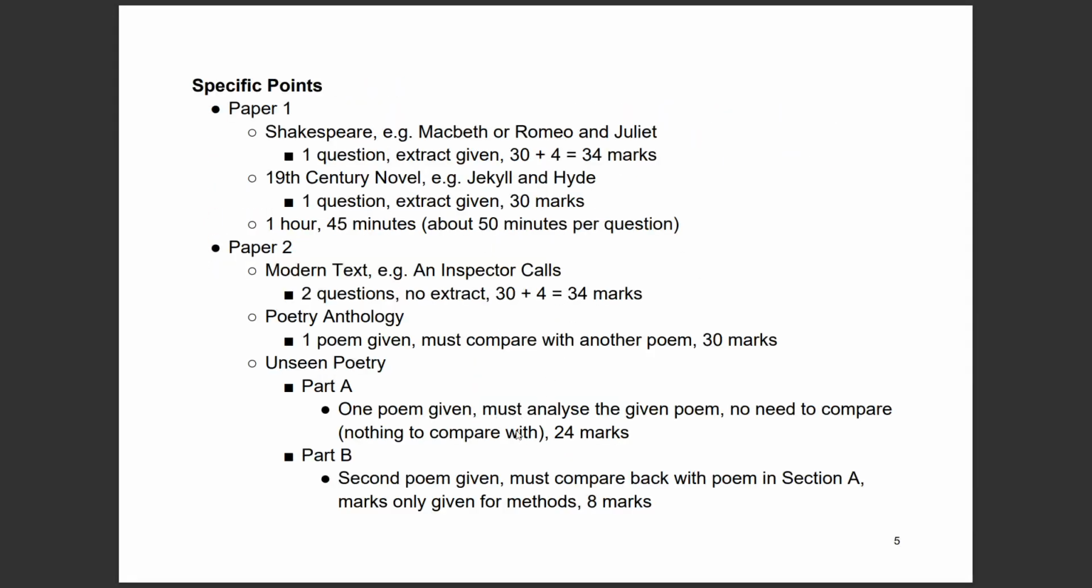Now, in terms of timing, paper two is 2.25 hours. Sorry, I've forgotten to put the timing here, but it's roughly 45 minutes per question. Okay. And in the case of unseen poetry, it would be 30 minutes for part A and about 10, 15 minutes for part B. Don't worry too much about part B. Okay. Students often write the same amount for part A and part B, which is ridiculous.